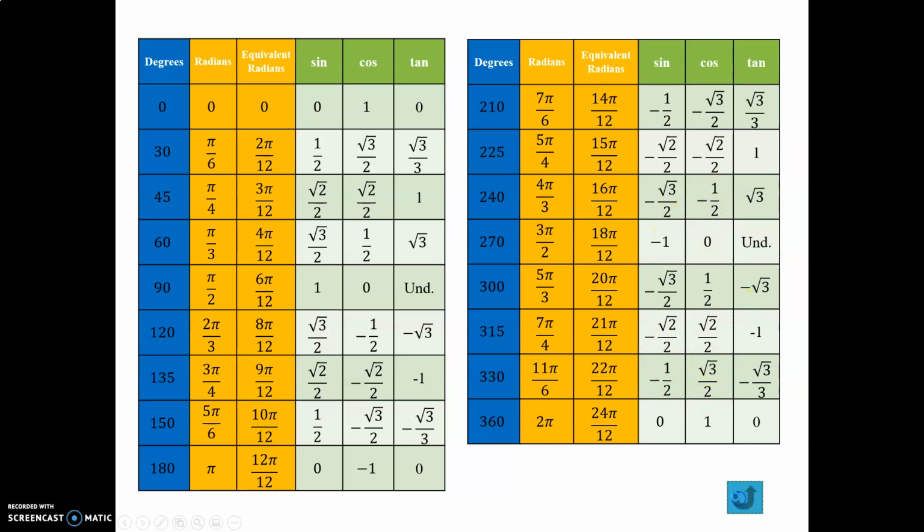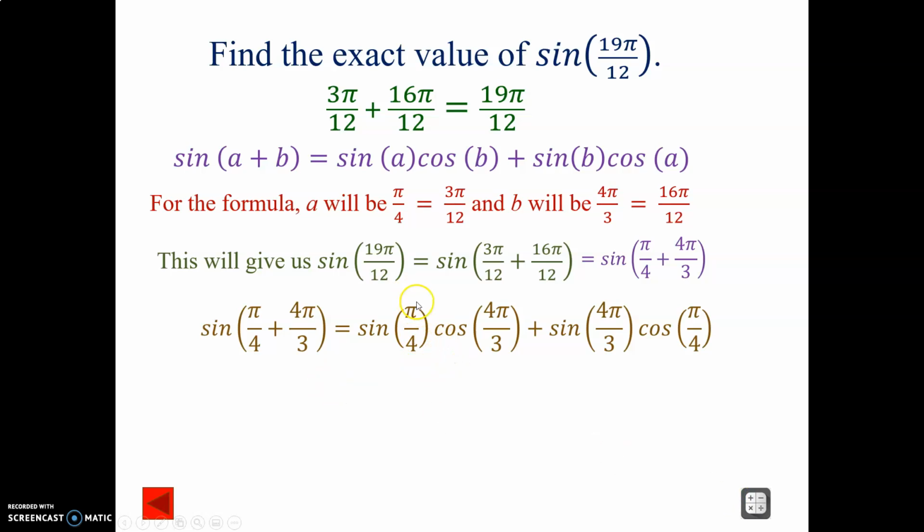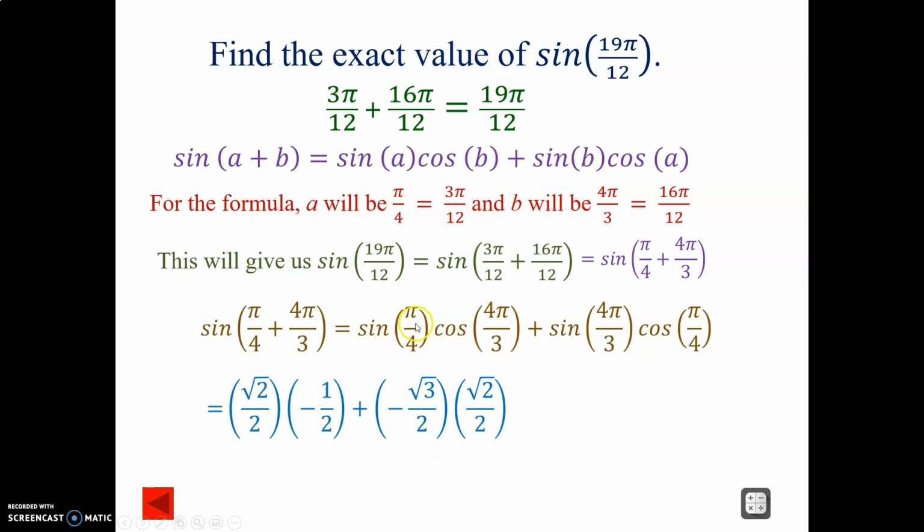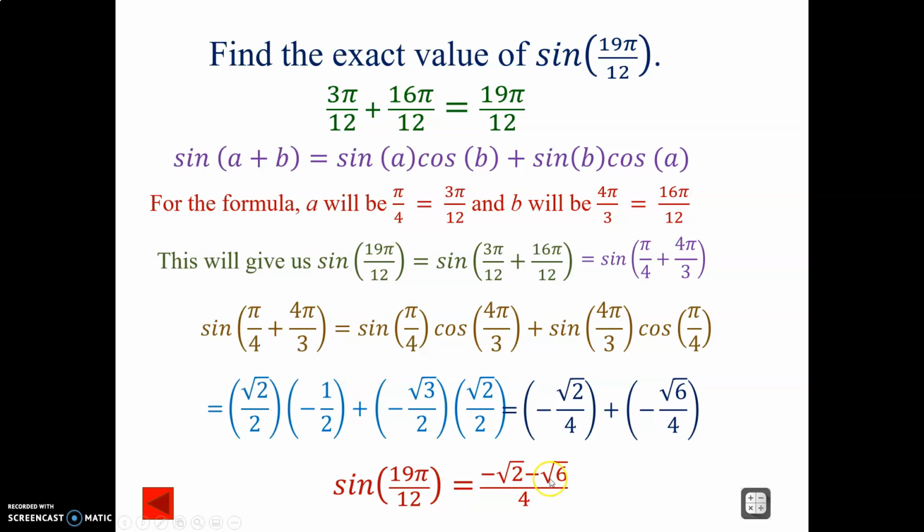So here we go. There's the radical 2 over 2 and the other numbers we articulated. Sine pi over 4, there's the radical 2 over 2. There's the negative 1/2, sine of 4 pi over 3, the negative radical 3 over 2, and the radical 2 over 2. Let's simplify. That'll give us negative radical 2 over 2, and that'll give us negative radical 6 over 2. There's our answer. We simplify this out: negative radical 2 minus radical 6, all over 4.